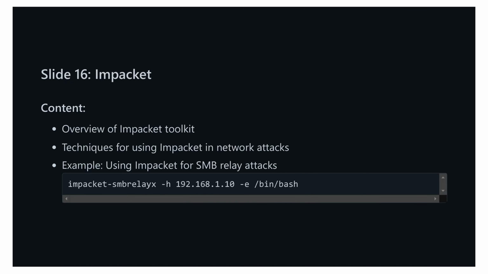Continuing from our exploration of Nmap and the Nmap scripting engine, let's turn our attention now to another powerful toolkit, Impacket. Impacket is a collection of Python classes for working with network protocols, and it's incredibly useful for a variety of network attack techniques. This toolkit includes several tools and scripts that allow for complex network interactions, often used for tasks such as relaying credentials and executing specific commands on remote systems. For example, one common technique using Impacket is a Server Message Block (SMB) relay attack. Generally, this involves intercepting authentication attempts on a network and relaying them to another machine to gain unauthorized access.